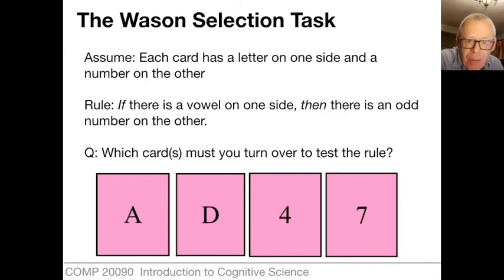Pause the video now and make your choices. Which of these cards must you turn over to test the rule? And when you come back, I'll give you the answer. Okay, I assume you're back.